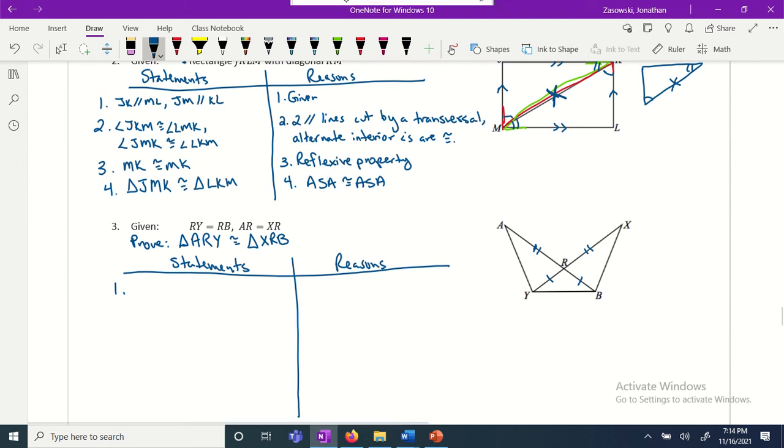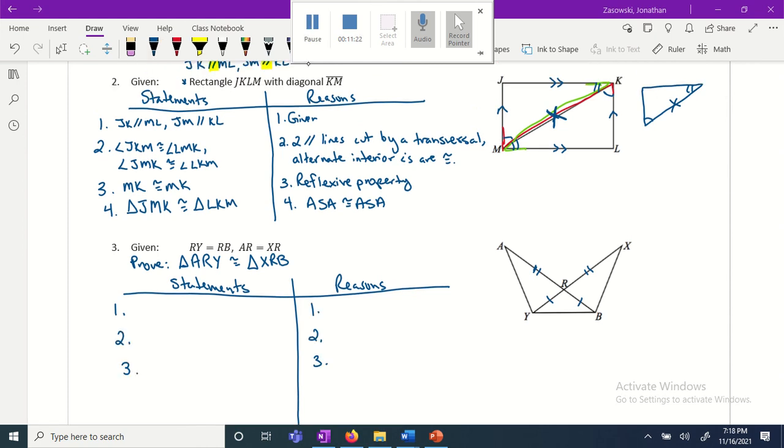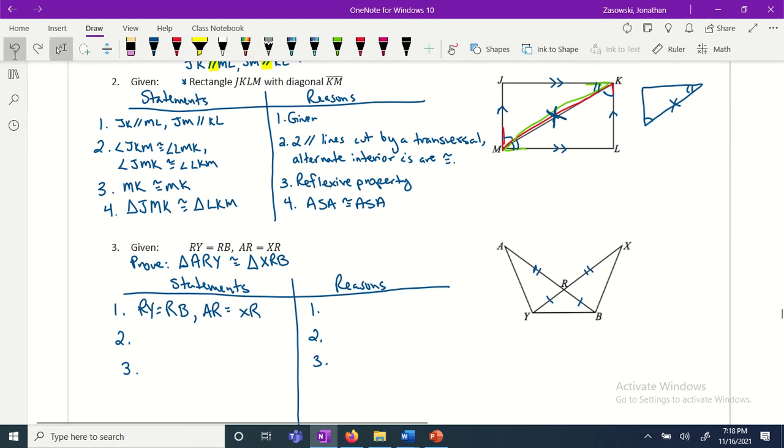So pause it. No, you pause it. All right, let's see if you got it. Hopefully you took about 3 statements and reasons, 3 steps here. Let's take a look at what we got. You should have started with the givens, obviously. Okay. All right, so RY is equal to RB, AR equals XR.